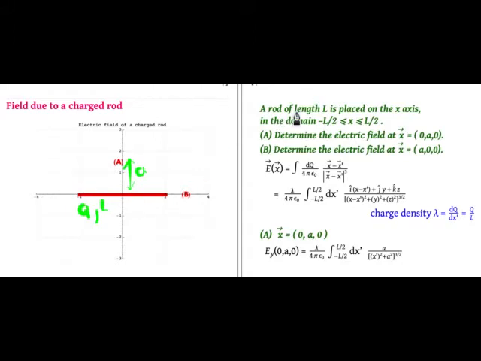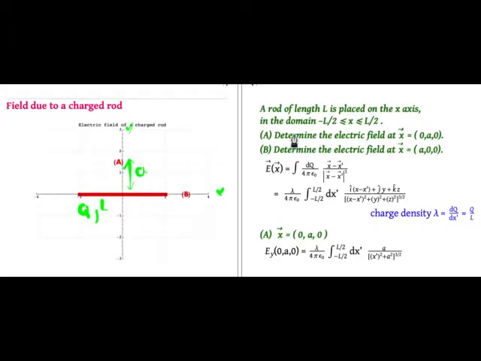So a rod of length L is placed on the x-axis. So we'll set up a coordinate system. And it's convenient to use coordinates where the rod is on the x-axis. It occupies the space from minus L over 2 to plus L over 2. So the length is L.